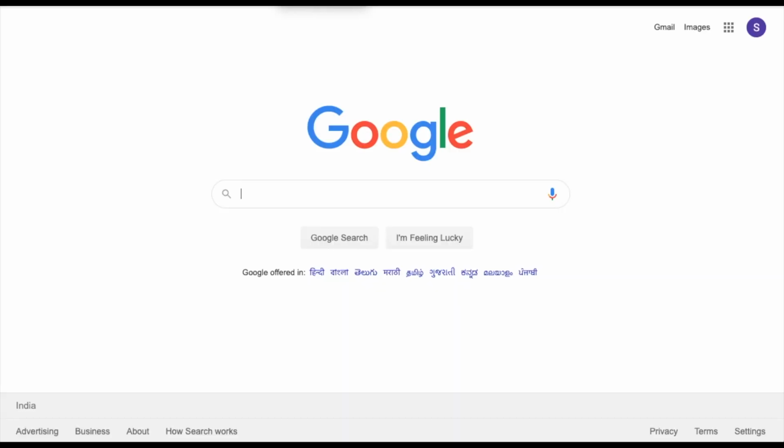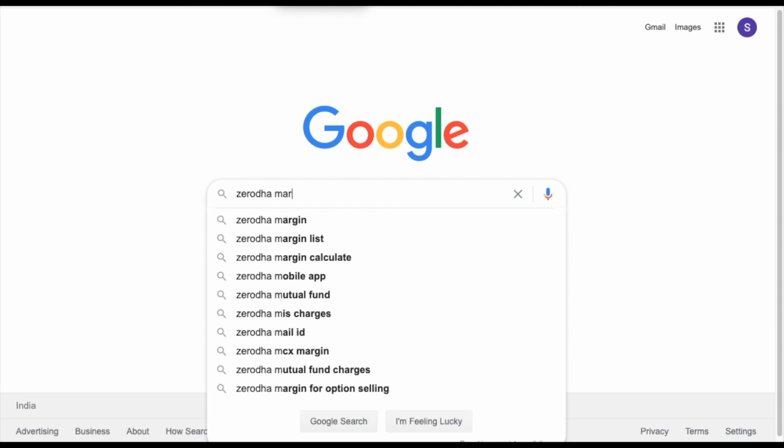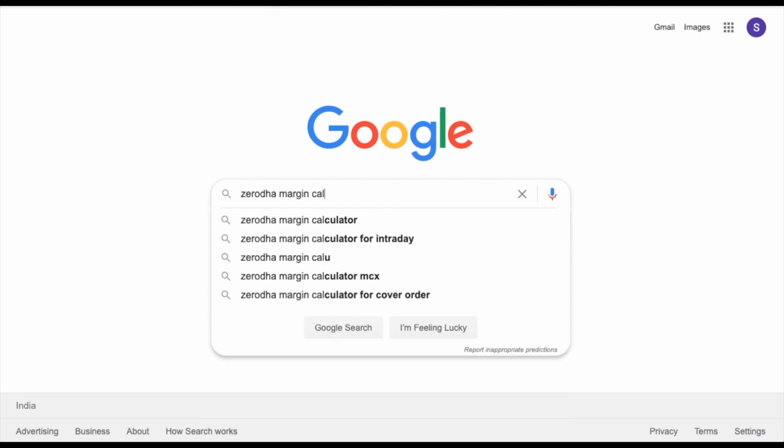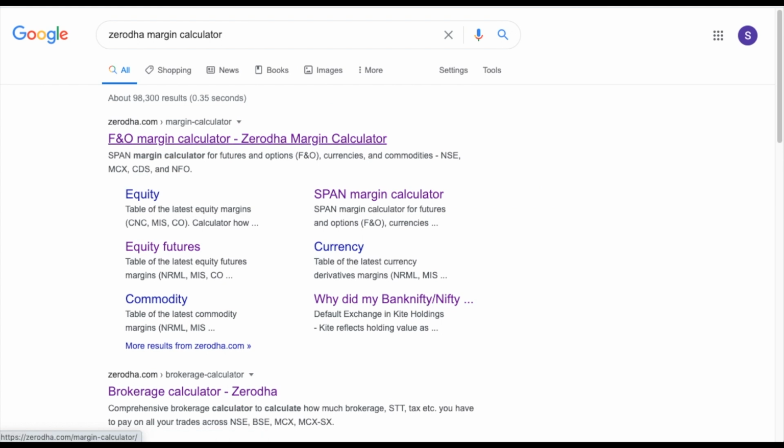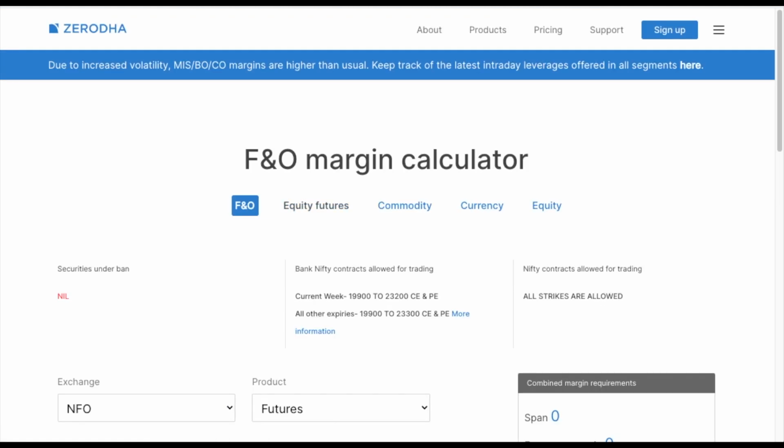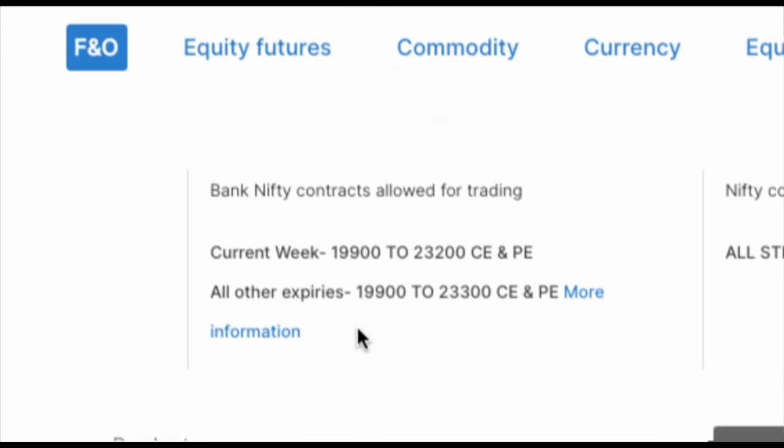The third question is, which discount broker allows you to buy or sell long-term options? I trade with Zerodha and it allows you to both buy and sell long-term options. For details on which contracts are allowed for trading, please check their website. Go to google.com, type in Zerodha margin calculator. Click on the first result. Here you would see details on which contracts are allowed for trading on both Bank Nifty and Nifty instruments. I suggest you check this website before you initiate a trade.